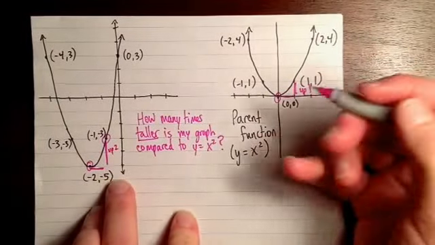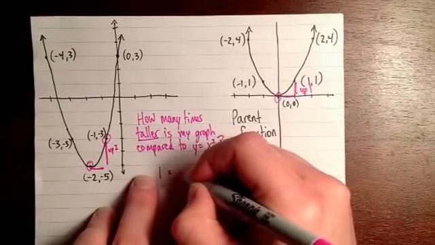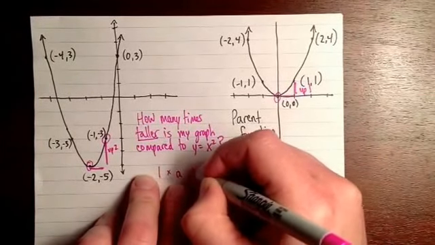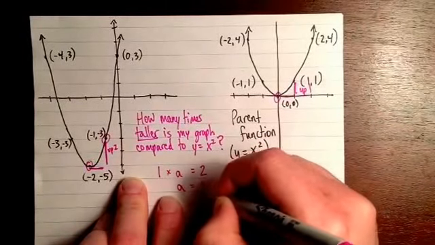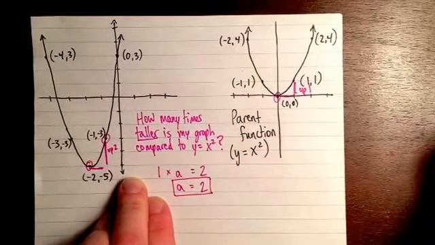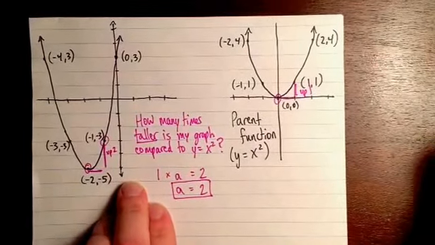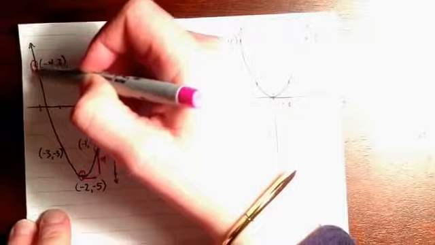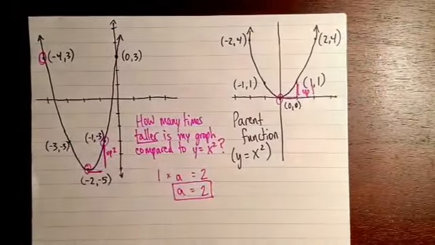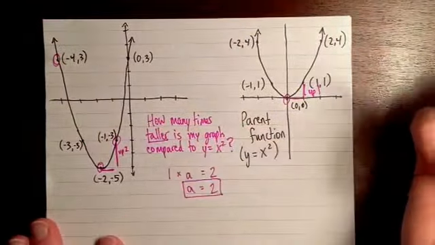So 1 times what equals 2, and that one's easy. A equals 2. 1 times 2 equals 2. Just to show that you could have used another point. Say you wanted to use this point for some reason. Maybe you didn't know the coordinates of these points. The reasoning is exactly the same.